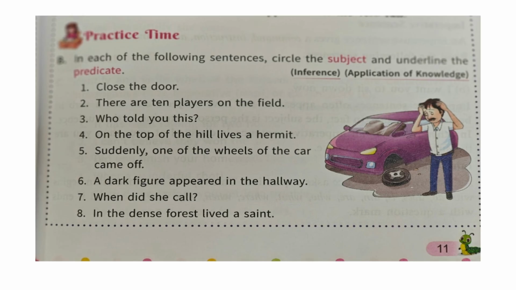Now the eighth one, in the dense forest lived a saint. तो एक घने जंगल में एक साधु संत रहता था. ठीक है, तो हम किसकी बात कर रहे हैं? एक सेंट की बात कर रहे हैं. तो subject is the saint. अब उसकी क्या बात कर रहे हैं? कि वो घने जंगल में रहता था. ओके, ठीक है. So lived in the dense forest. तो इसको आप थोड़ा सा, so that it makes sense. अब आप उठाकर इसको ऐसे नहीं लिख दोगे, in the dense forest lived. The predicate lived in a dense forest.